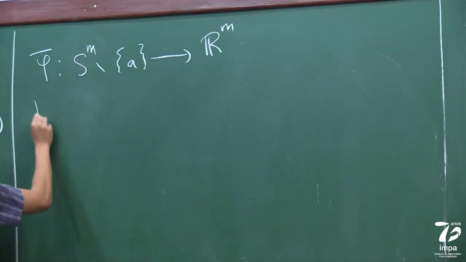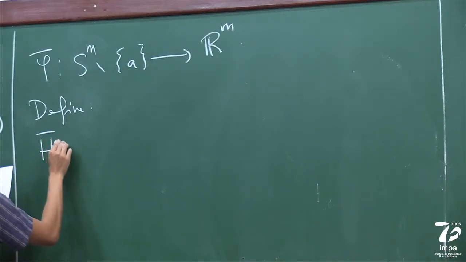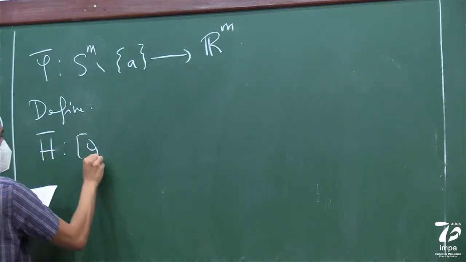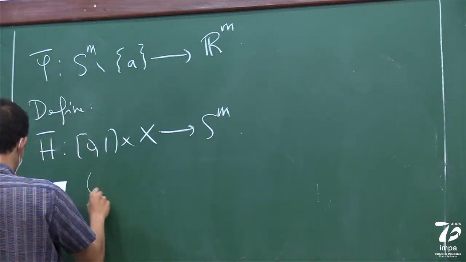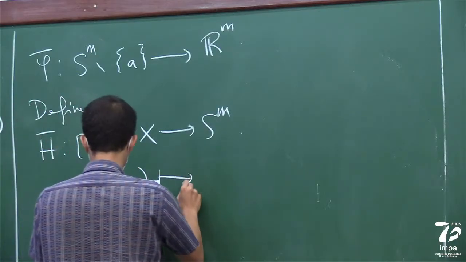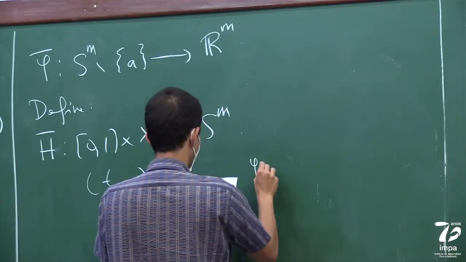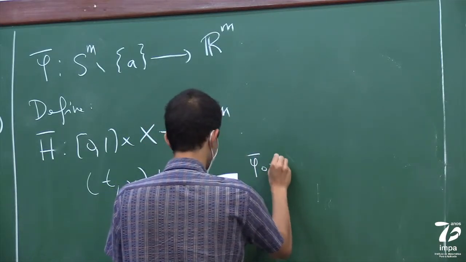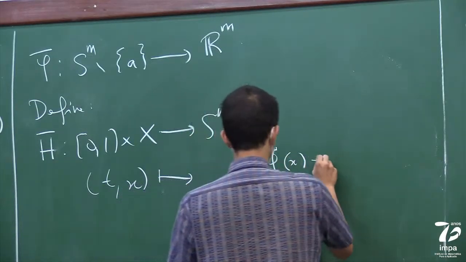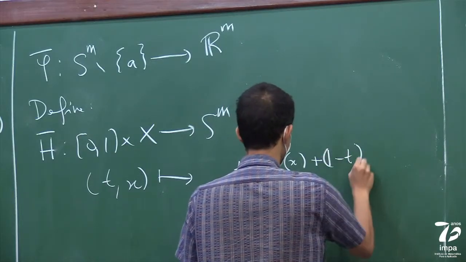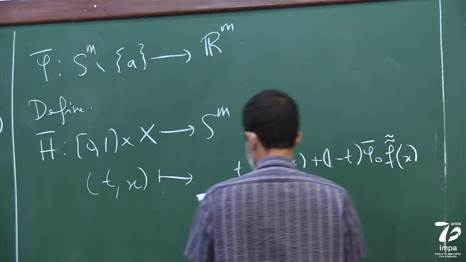So I can define an H bar that goes from [0,1] times X to Sm that takes my (t,x) to phi bar composed with F tilde, with a t here, and then 1 minus t times phi bar of F double tilde of x.